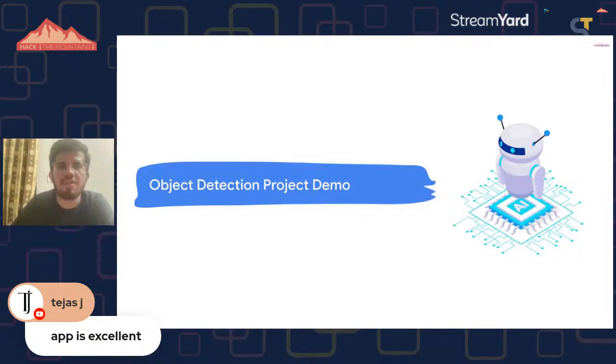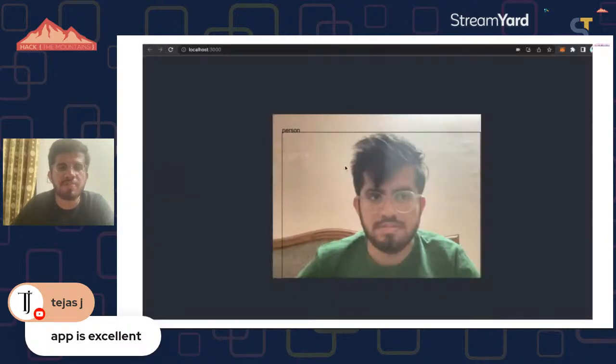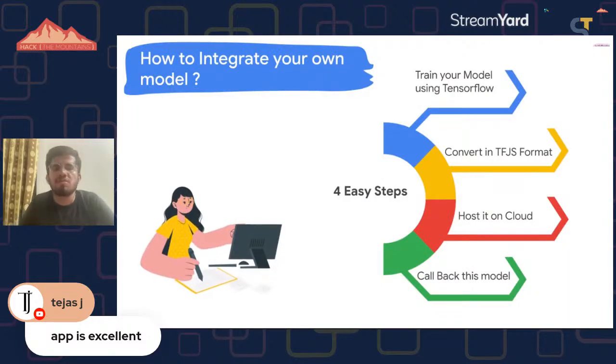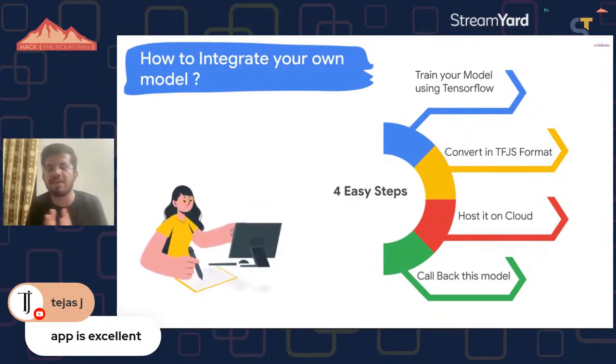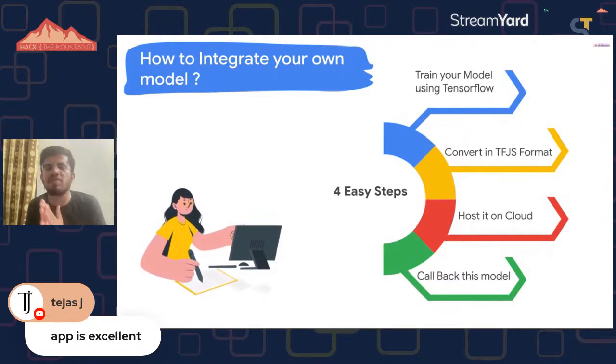So I've shown you the demo for the object detection project app. You can see it can detect not just a person, but other objects as well. Then the question which many students or beginners have is how to integrate your own model. I was expecting someone to ask this question, but anyways, that can also be done in four easy steps.